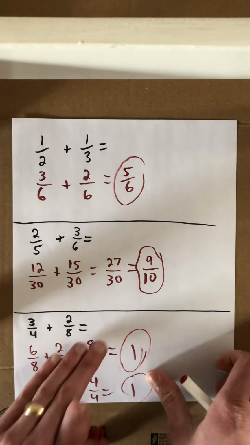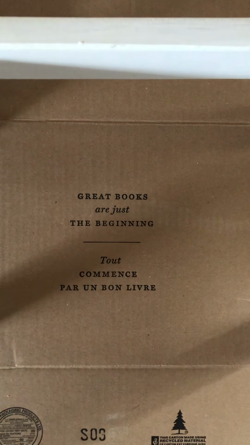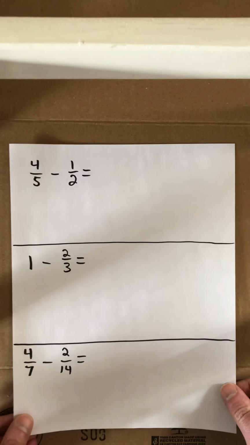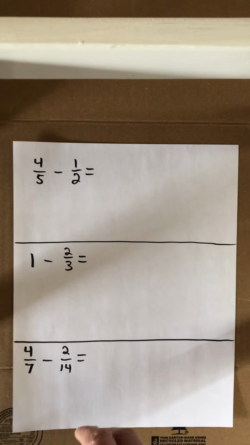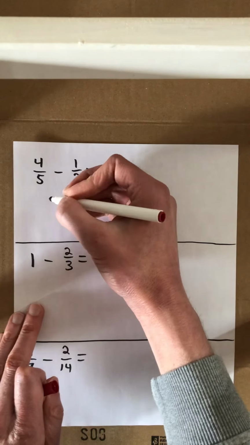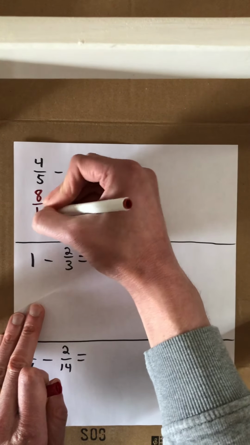So let's take a look at some subtracting next. The rules are exactly the same for subtracting fractions. Before I can subtract them, I have to make sure that the bottom numbers are the same, that they have a common denominator for both of them. In this case, I'm going to take the top and bottom of this one and multiply it by 2. So what we're going to have is going to be 8 out of 10.